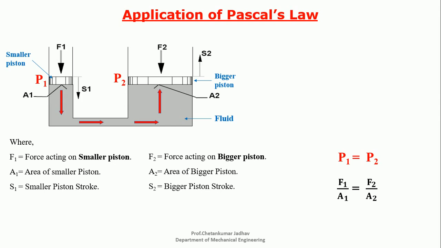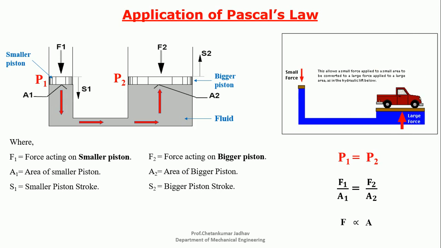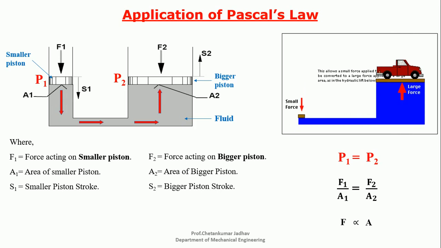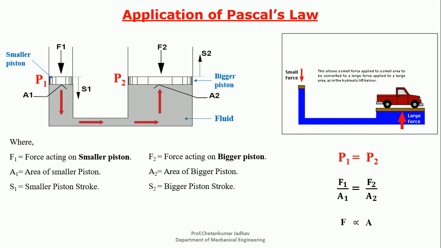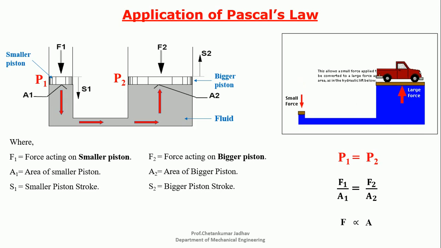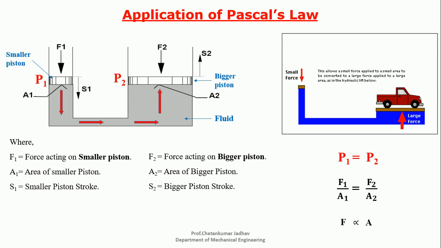From the above equation we can say that force is directly proportional to the cross-section area of the piston. It means if we apply a smaller force at the smaller piston, we get a larger force at the larger piston, which is nothing but multiplication of force. Hence, we can use Pascal's law in hydraulic presses and hydraulic jacks to generate maximum output force with the help of minimum input force.